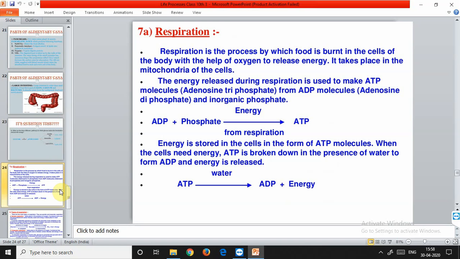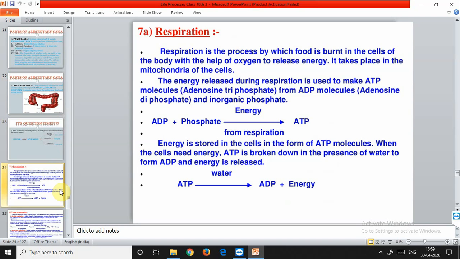So the basic definition for respiration now becomes the process by which assimilated food is oxidized and energy is released, and this energy is utilized by our body cells and molecules to perform various repairing work of our body and the maintenance of our body.